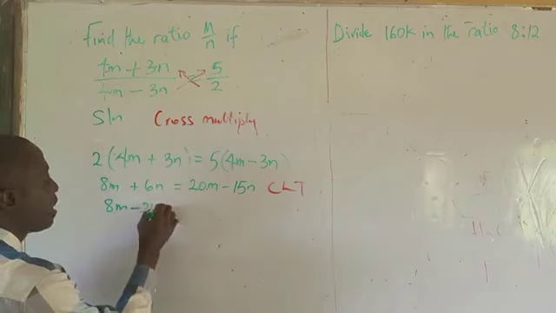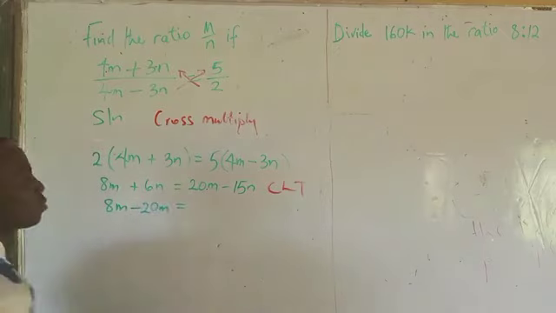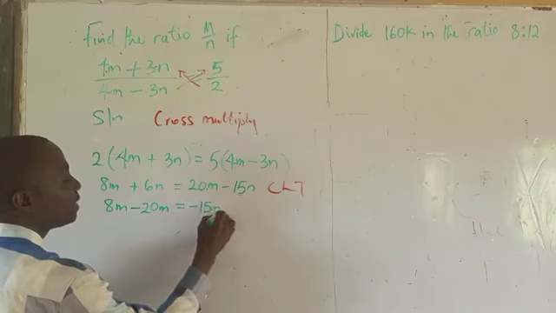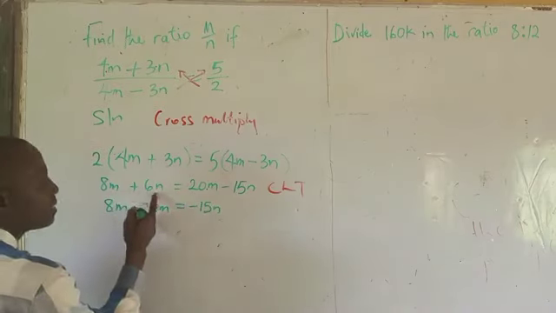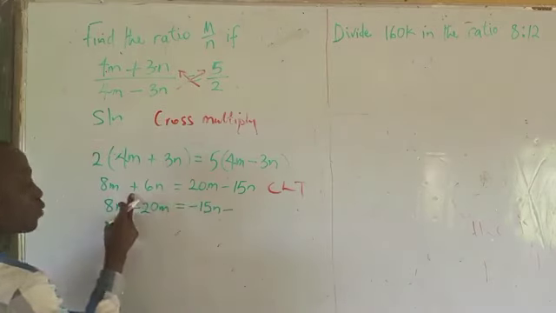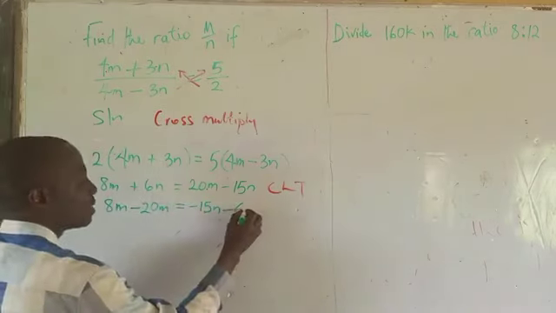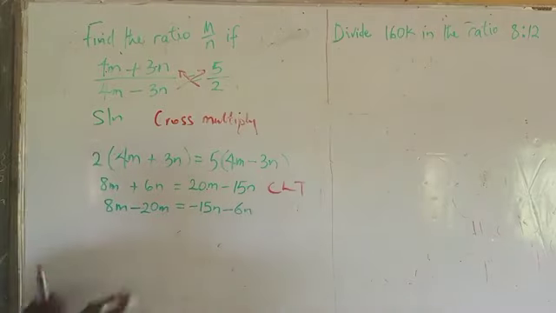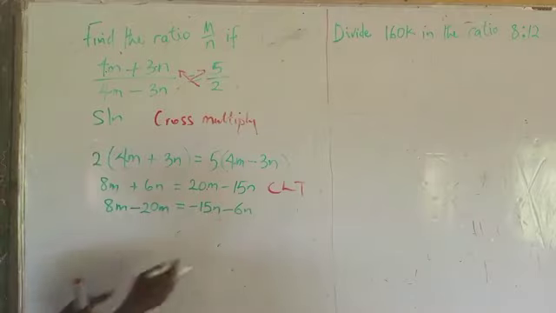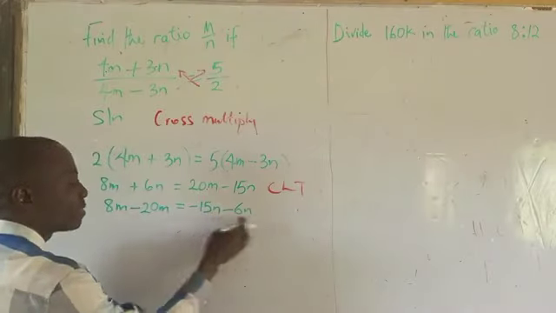Minus 20m, then the equal sign. What is here is minus 15n. And the 6n is crossing the equal sign to this other side, it becomes negative. Previously it was positive, because 6n. You see? So we have these terms on the left hand side containing m. These terms on the right hand side contain n.